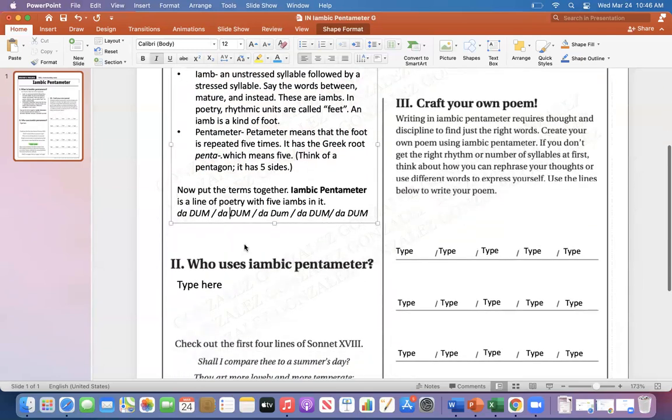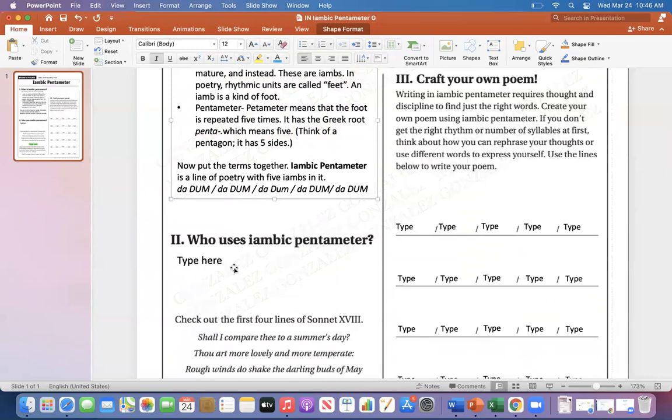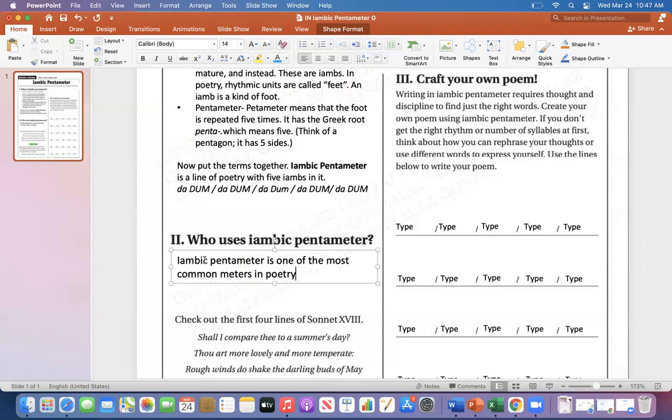So let's go ahead and look under number 2, part 2. Who uses iambic pentameter? So here's the thing. Iambic pentameter is one of the most common meters in poetry. And then obviously William Shakespeare uses it, and that's why we're going over it. So we're going to write down: William Shakespeare is famous for using it in both his plays and his poems.